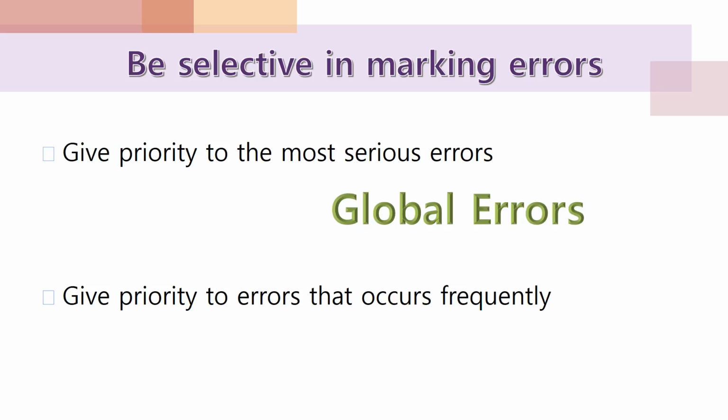Second, be selective in marking errors. As I said, teachers cannot correct all errors. You should deal with them selectively. There are some criteria in making your decision. First, give top priority to the most serious errors which affect comprehensibility of the text. It's called global errors. Second, give a high priority to the errors that occur most frequently.